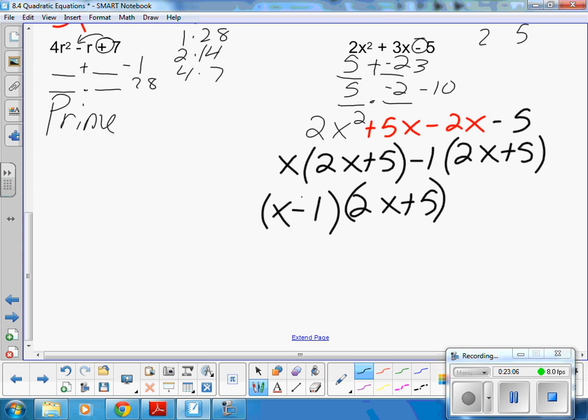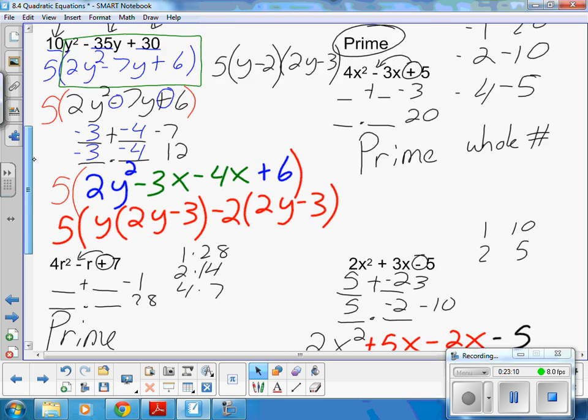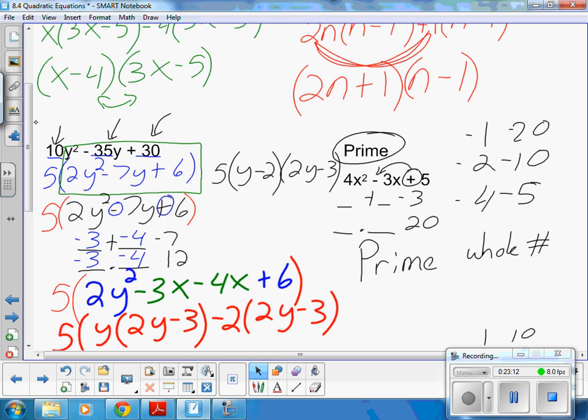So when you're doing your assignment, one thing you have to watch out for is if all three numbers can have a common factor. One thing to watch for. And the other thing to watch out for is prime. Good luck.